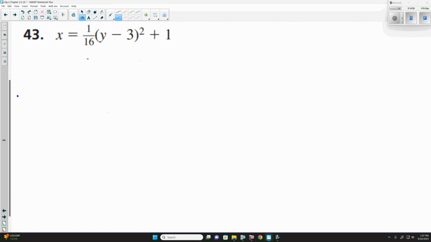x equals 1/16 (y minus 3) squared plus 1. Well, the general form for this is x equals 1/4p times (y minus k) squared plus h. And we still need to find the values of h, k, and p. Now for this problem here, what is the value of k? It would indeed be positive 3.